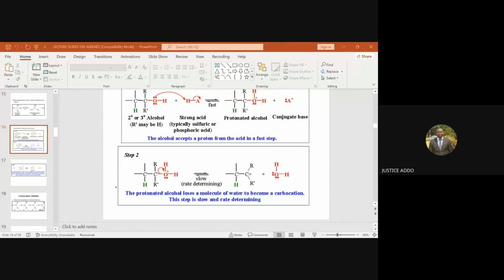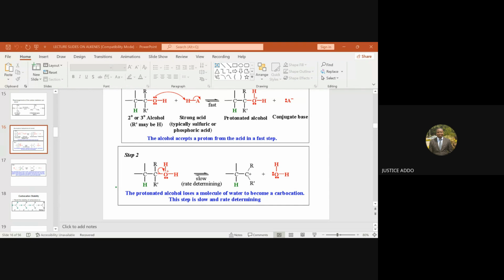And we know that protonated alcohols are very, very unstable. And I've explained why they are unstable. So now the protonated alcohol loses a molecule of water to become a carbocation. In other words, a carbonium ion. Wherever you see a carbocation is the same as carbonium ion.